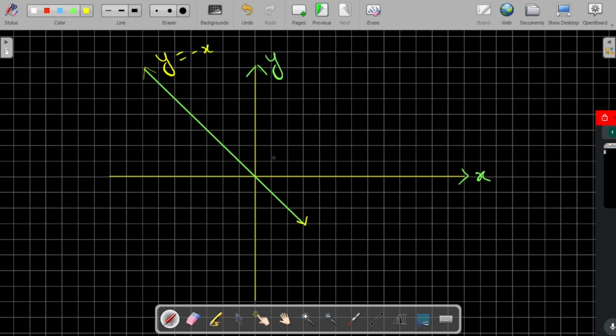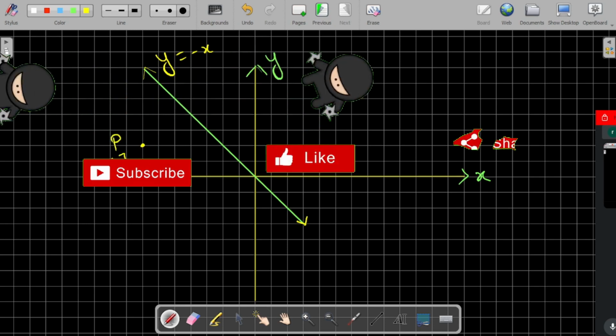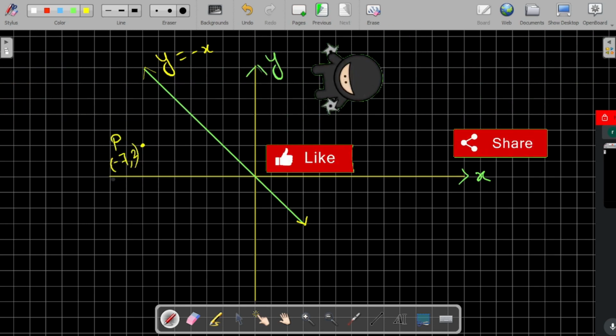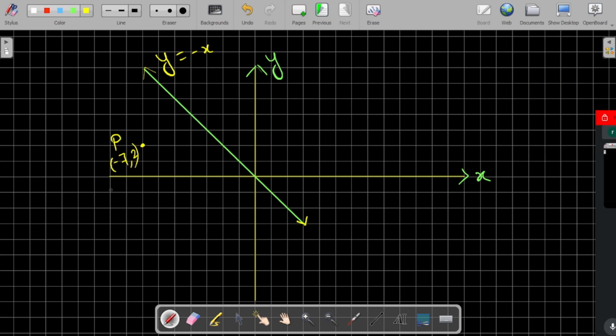Now I am taking my point as this. This is the point P. What's the coordinate? 1, 2, 3, 4, 5, 6, 7. So it is minus 7 comma 2. Can you find the image? Or for your observation we can take some simple points also.